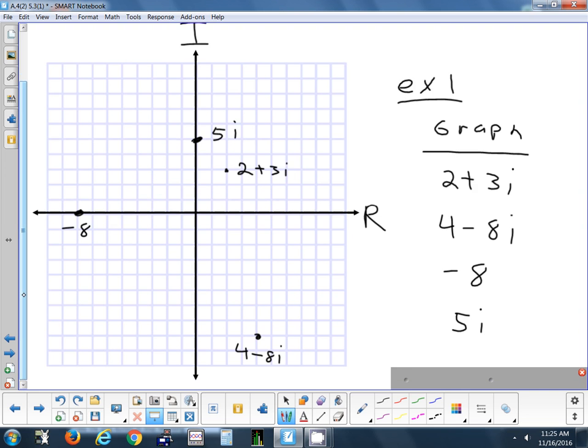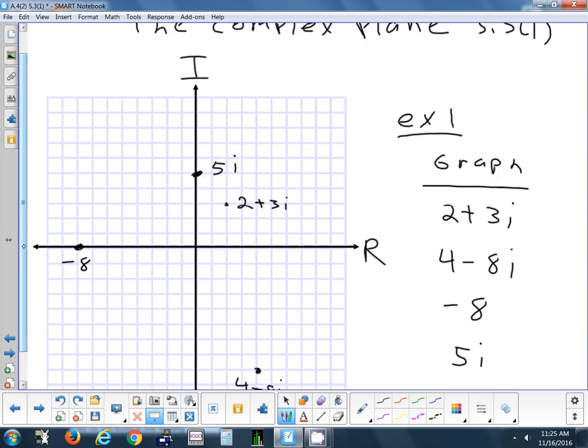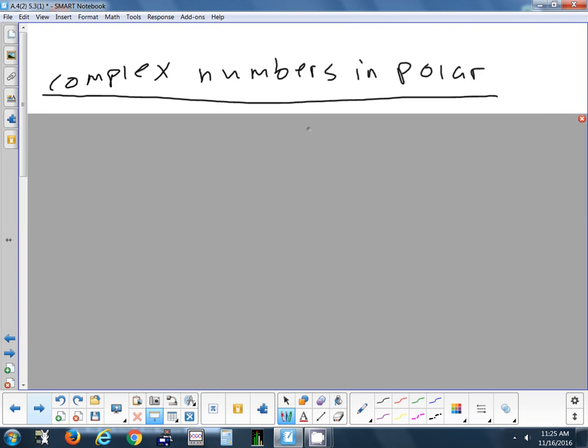Okay, so any questions on graphing a complex number in the complex plane? That's probably one of the easier things on the test. All right, and the last thing we'll look at, which we'll start today and finish tomorrow, is complex numbers written in polar.